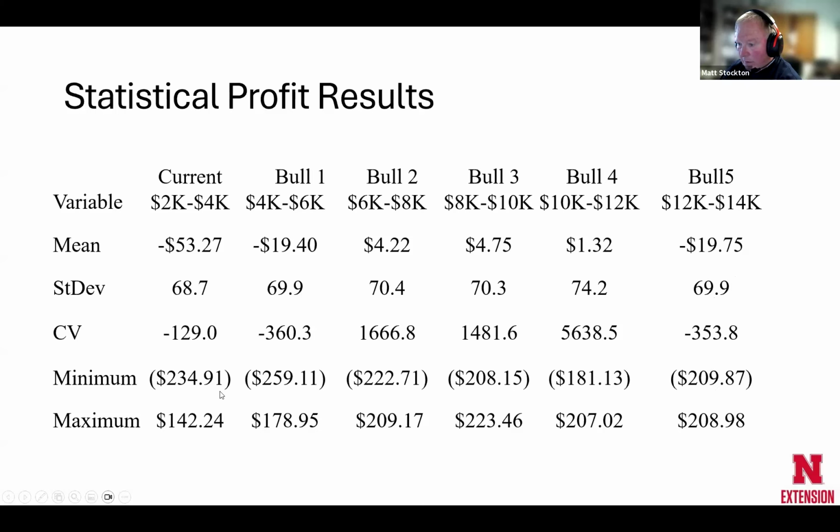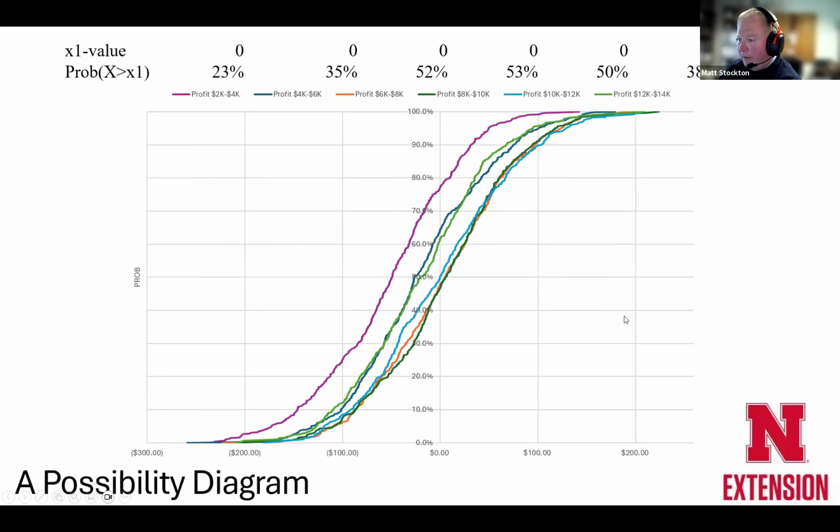$209. Well, you didn't lose. You only lost $259. So this is actually a better deal. But you made more money too. So is this a better bull? Well, there's one other question I didn't show you yet, and that's I took this and I graphed it.